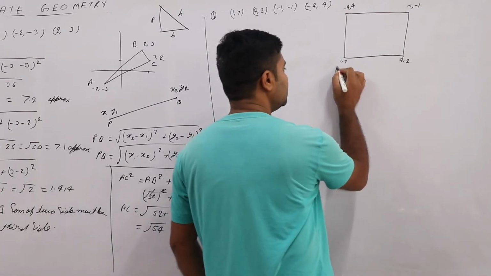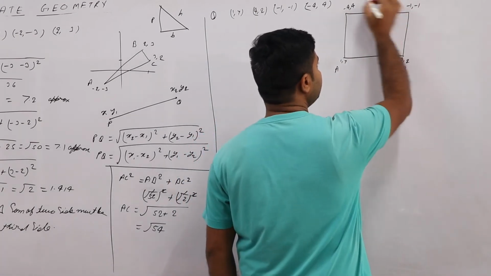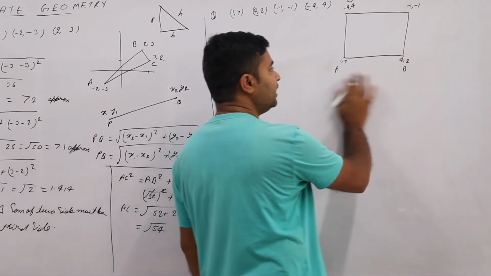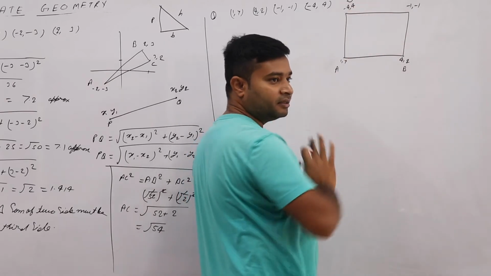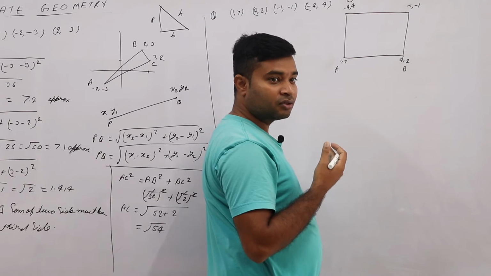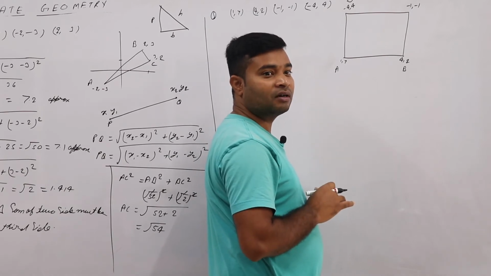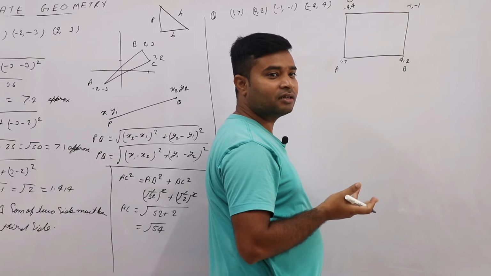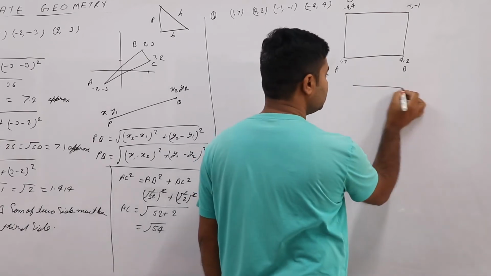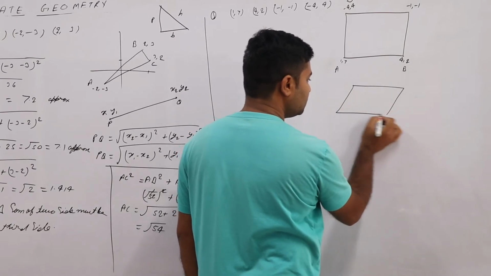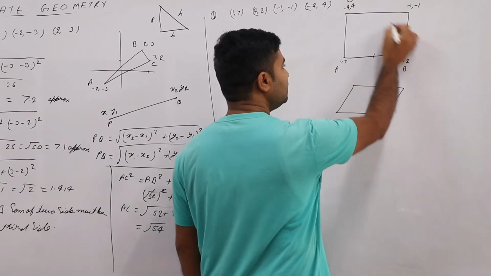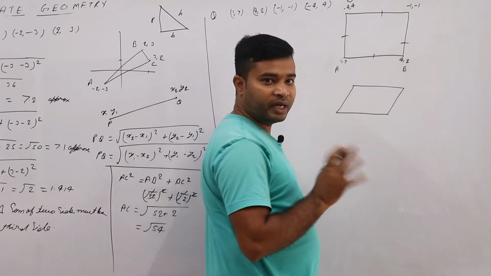So I am giving the names A, B, C, D. What we will do? We will find AB, BC, CD and AD. If all four become equal, does it mean it is a square? No. Because in a rhombus also all sides are equal. Yes or no? Even then all sides are equal. Correct? So just by proving all sides are equal, we can't say it is a square.